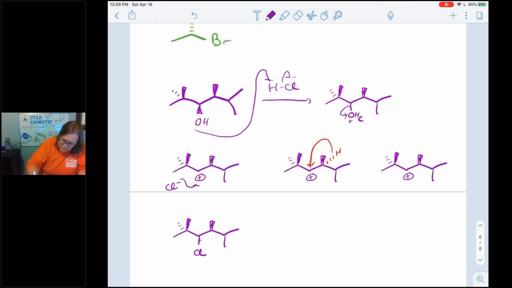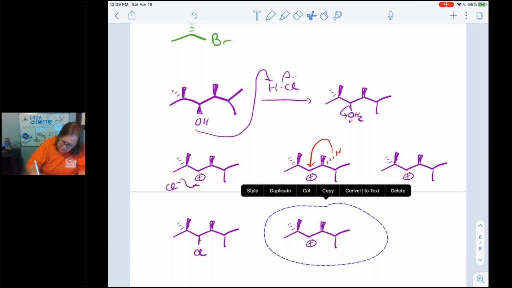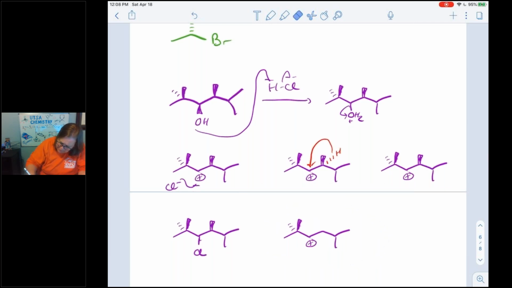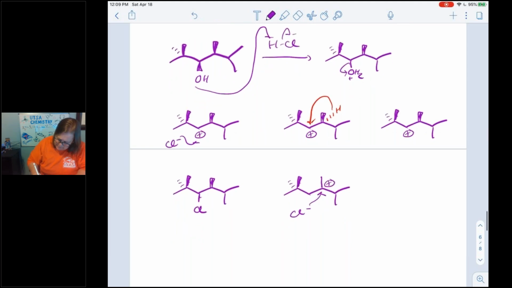And so what that does, that makes this methyl here go flat, and this carbocation here is now here. And then again, chloride comes in and attacks. Obviously no stereochemistry.